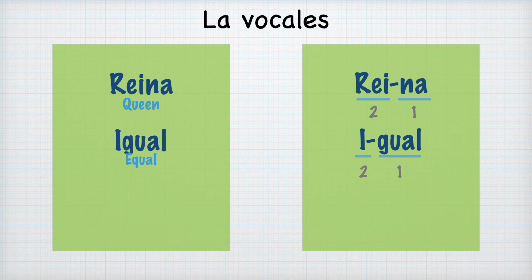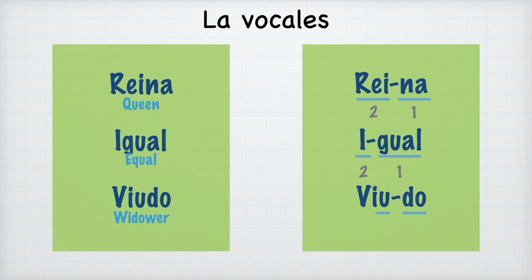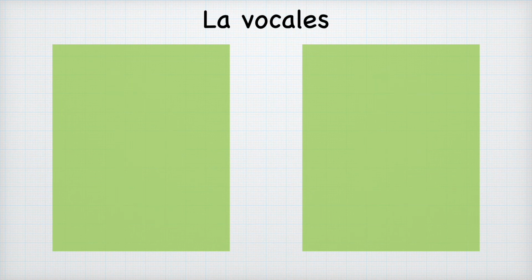same syllable. When you see a diphthong formed by I and U, the weak vowels, the last one will bear the stress. For example, viudo. It means widower. And again, we have 2 syllables here. And on the second syllable, we have I and U. They're both weak vowels, and the stress will fall on U because it's the last one. Viudo. There are certain situations where the weak vowel has an accent.